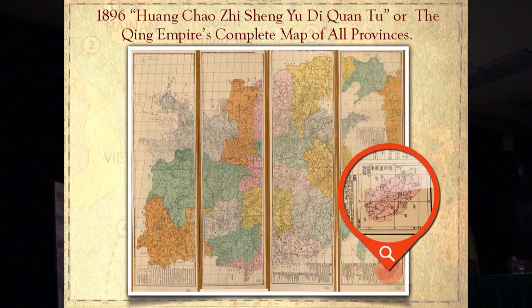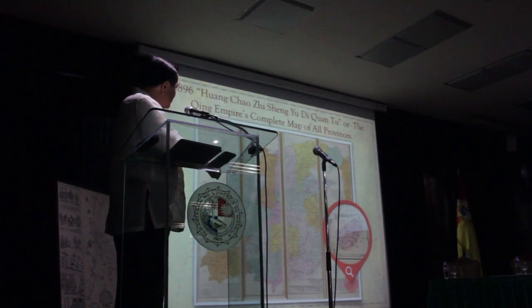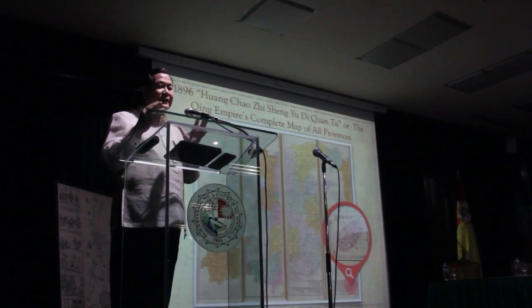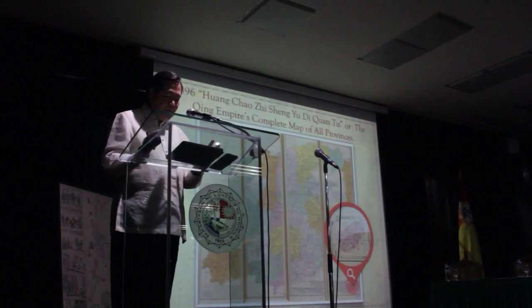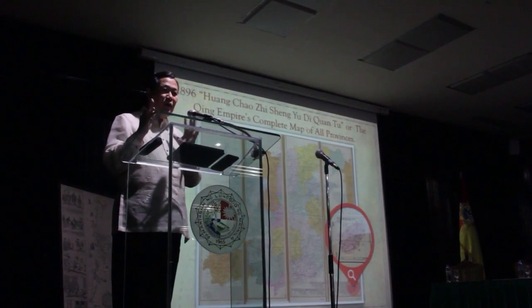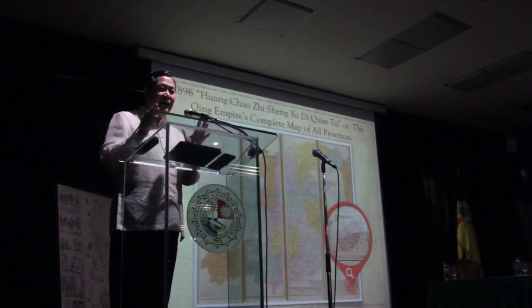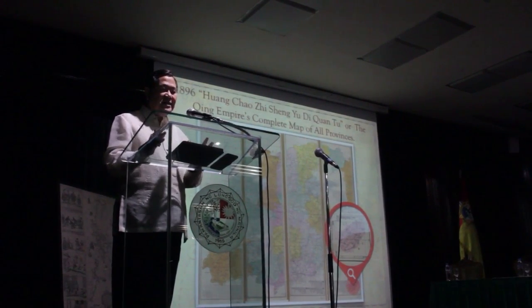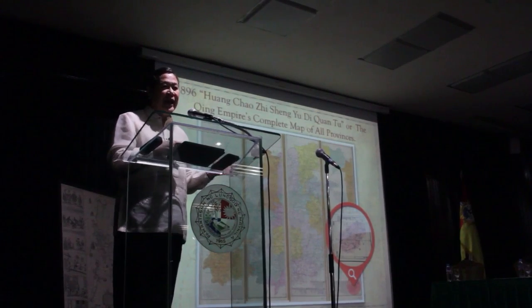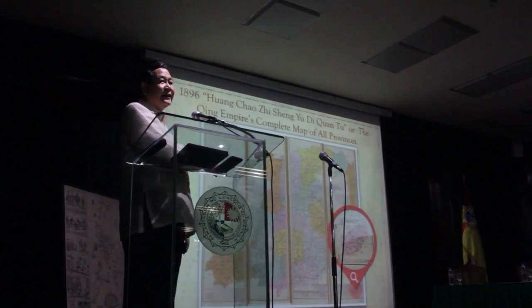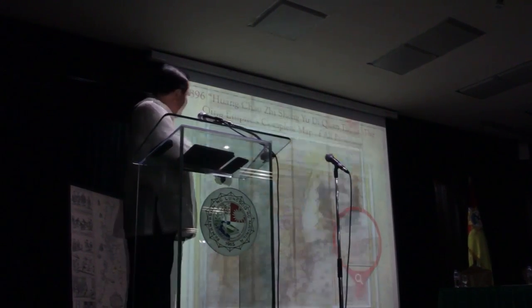A very important date, the 1896 map, because when the Qing dynasty ended and the Republican government was installed, the Republican constitutions of China after that all stated that the territory of the Republic of China is the same as the territory of the Qing Empire. And this is the territory of the Qing Empire. It ended in Hainan as its southernmost territory.